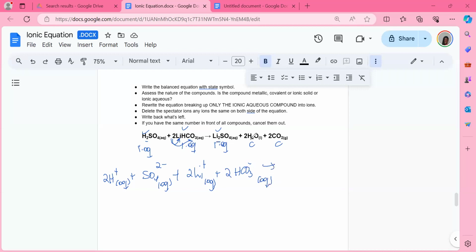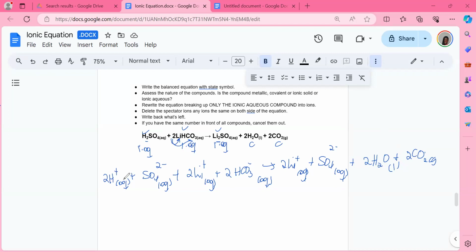And then I have 2 here, so it's 2 lithium ion, one SO4 2 minus ion, and then I have 2 water plus CO2 gas. Cannot break up water and carbon dioxide because those compounds are not aqueous ionic, so I rewrite them back. Then I delete the spectator ions that are the same on both sides of the equation.